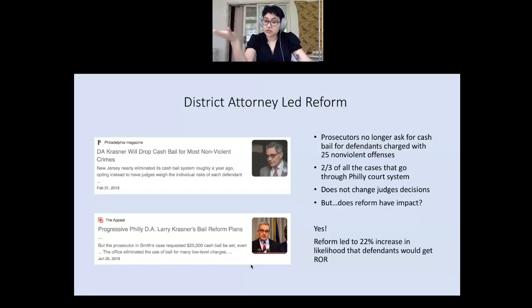So they were trying to analyze whether or not this reform actually had an effect because of the cutouts, because it only applied to prosecutors. And they found that, yes, the reform did have a significant impact. It led to a 22% increase in the likelihood that defendants would be given ROR, which is release on recognizance. So people are just released and expected to come to their court date when it's done later.